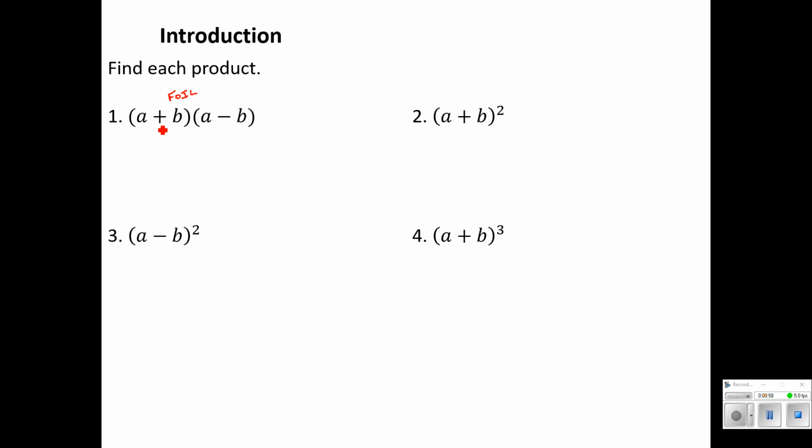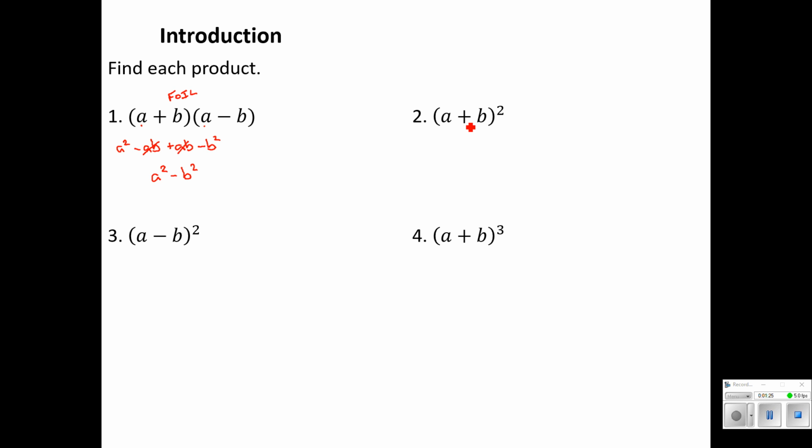Multiplying two binomials together, we take the first term times the first term, the outside terms, the inside terms, and the last terms. We take each of those products. Then we notice that we can combine the like terms in the middle. In this case, they cancel. So our product is a squared minus b squared.